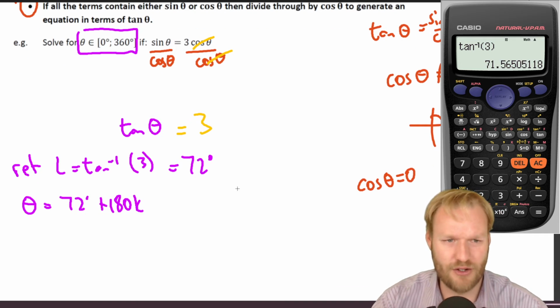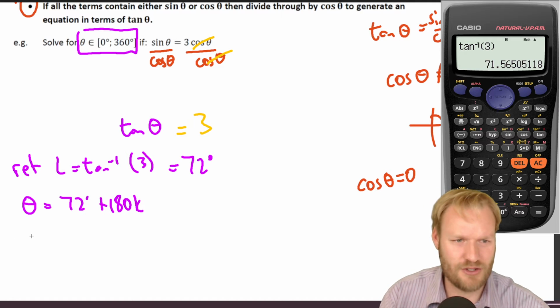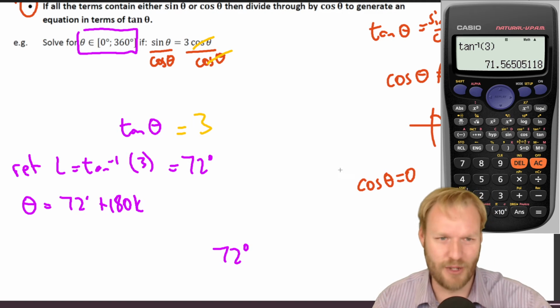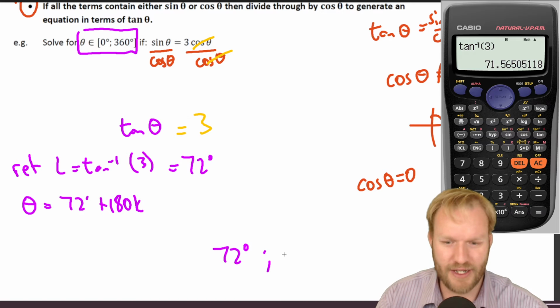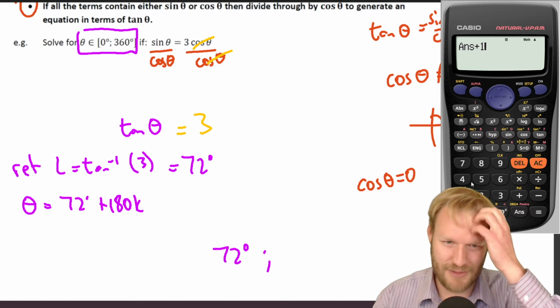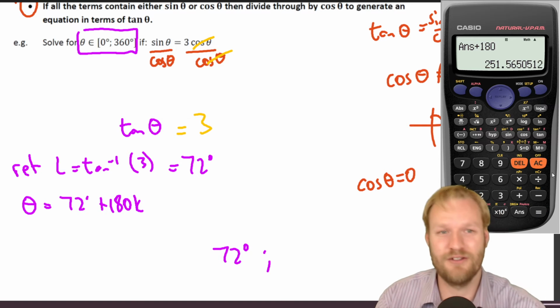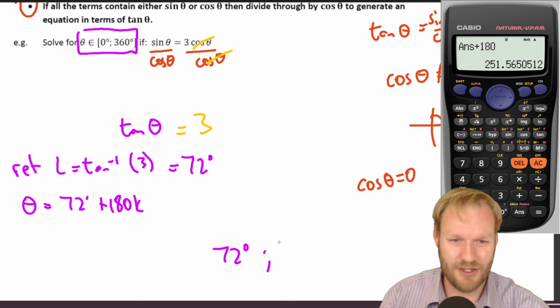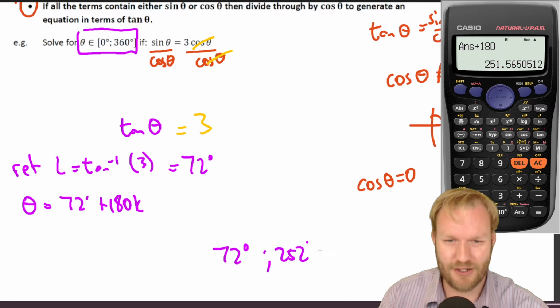And therefore we can look at all our solutions between 0 and 360. 72 degrees, that would be one of our answers, right? If we added 180 to that, I get 251, but 252 in my terrible rounding off.